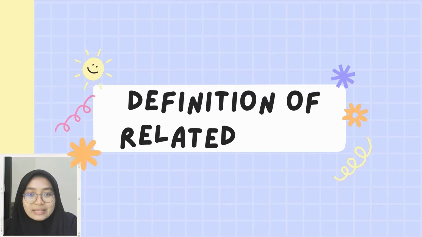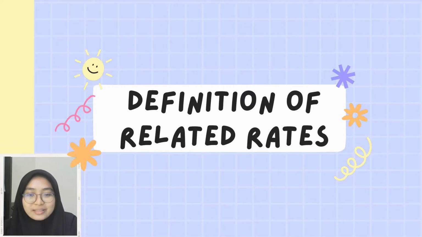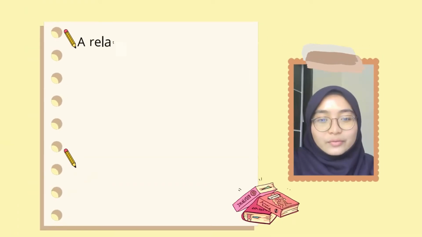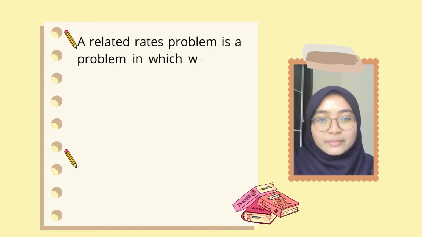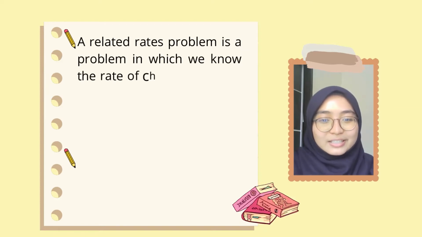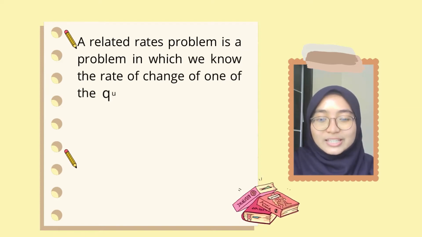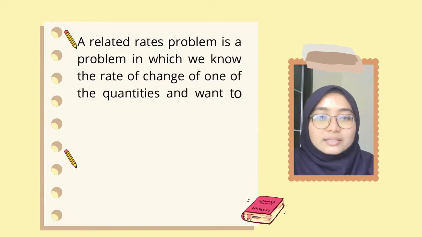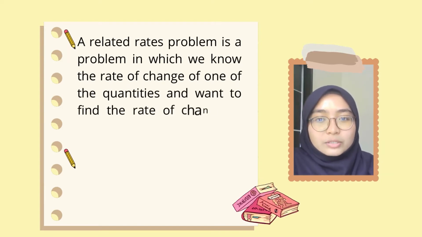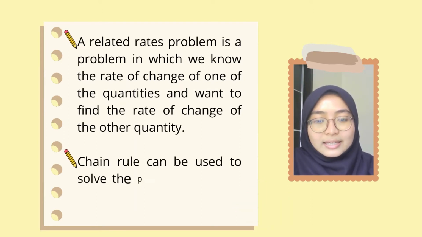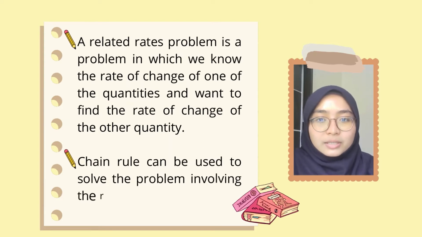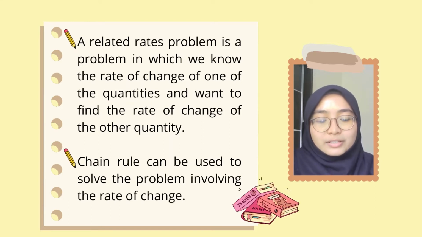Next, I'll be explaining the definition of related rates. When we are studying mathematics or calculus, I'm sure that we will come across the word related rates. So what is the meaning of related rates actually? Related rates is a problem in which we know the rate of change of one quantity and we want to find the rate of change of the other quantity. And in this problem, the chain rule can be used to solve the problem involving the rate of change.